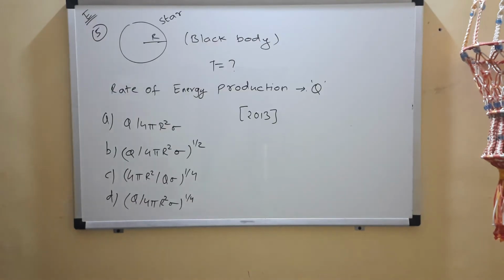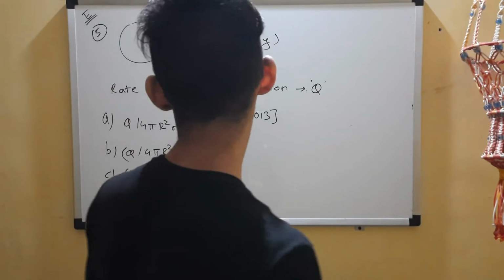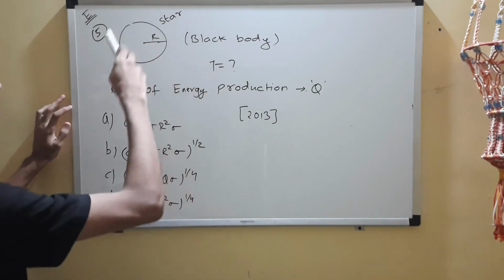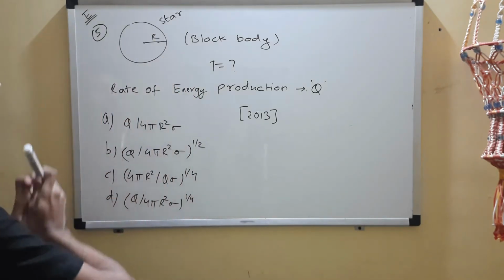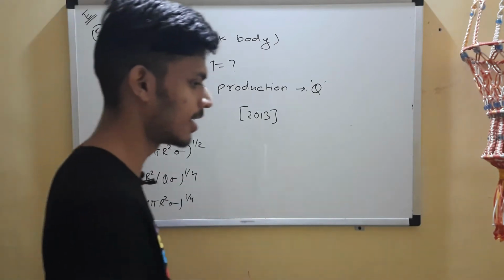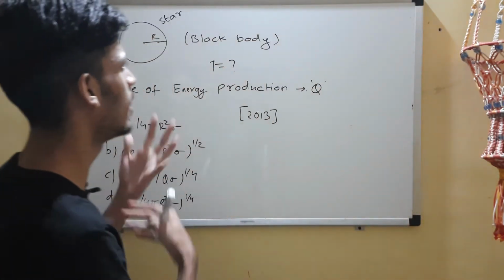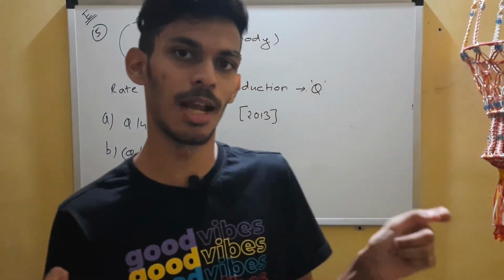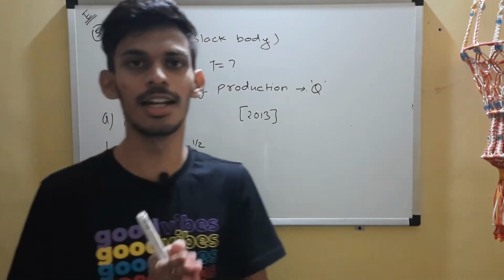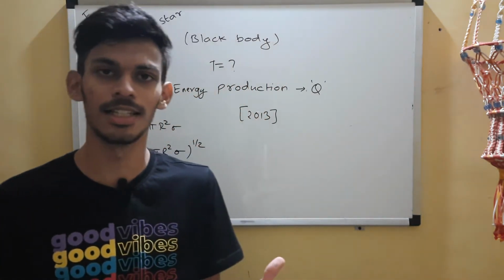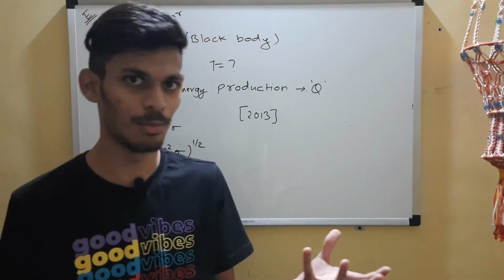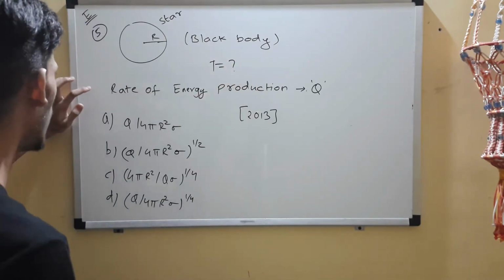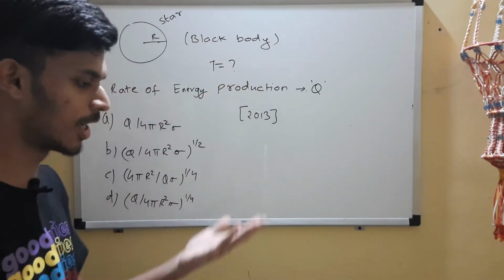Question 5, again from the easy category, this time from 2013. In this question you have a star of radius r. It's a nice sphere of radius r. It is given that the star is a black body. Even if it's not mentioned in the question that a star is a black body, you are supposed to consider it as a black body. As far as your syllabus is concerned, we treat all stars as black bodies. Anyways, an extra point. So you are supposed to find the temperature of this star. It is also given that the rate of energy production is Q.